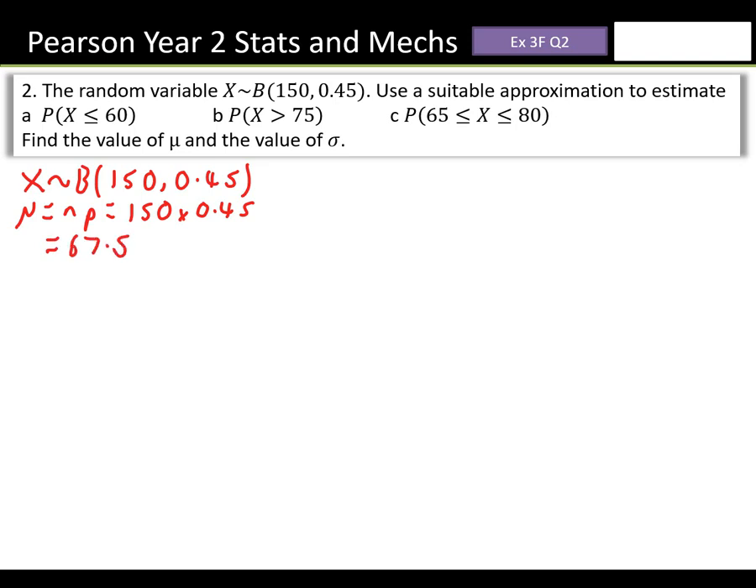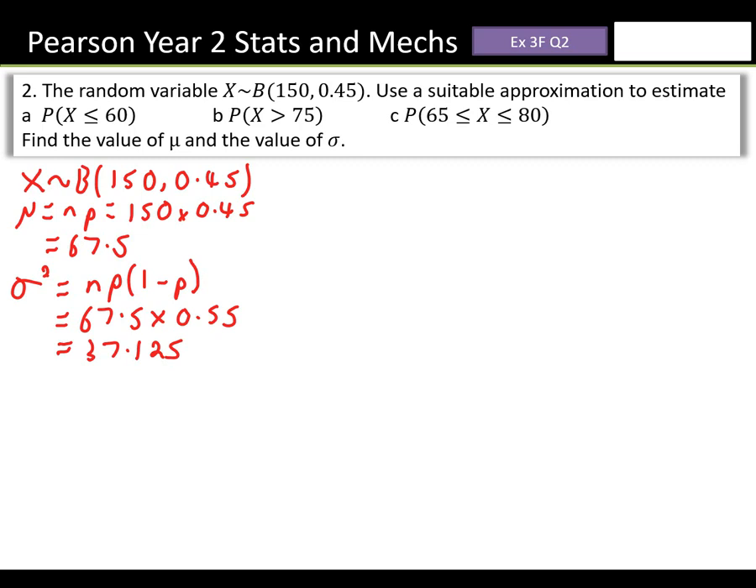The next thing we need to do is calculate the variance. Remember, sigma squared is np(1 minus p). So in our case, we've already got np at 67.5. We need to multiply that by 1 minus p, which is 0.55, giving us a variance of 37.125.